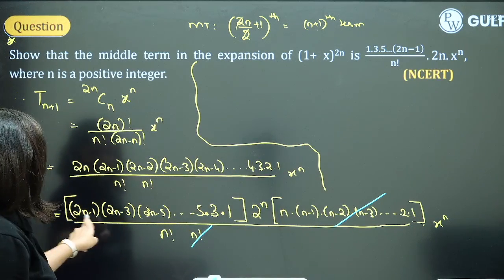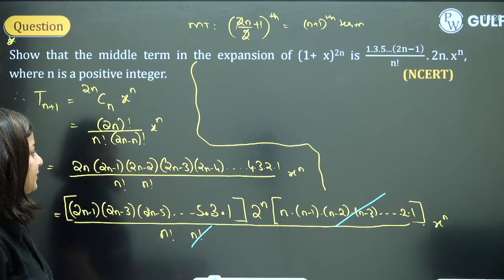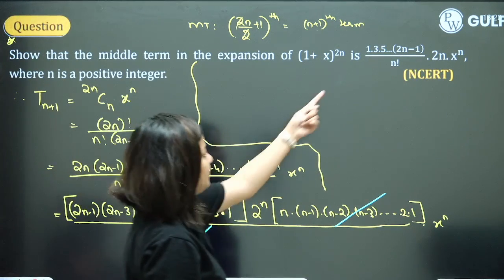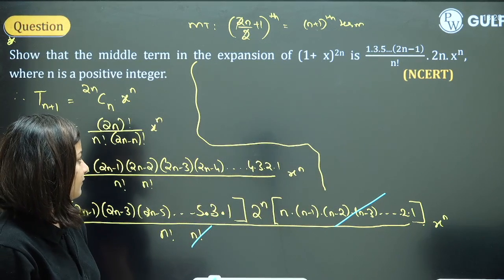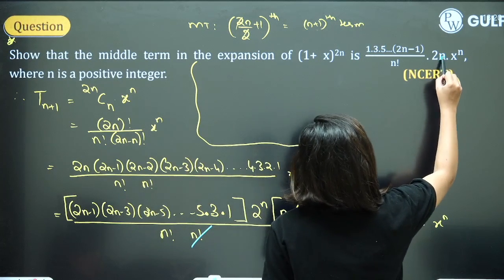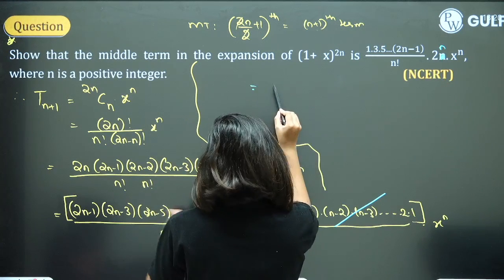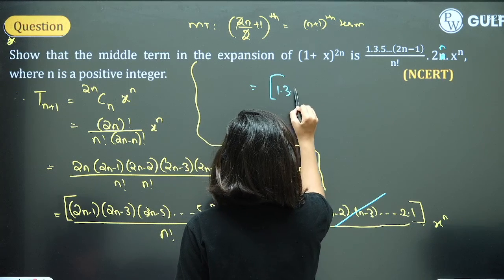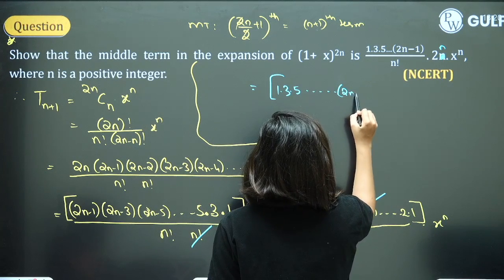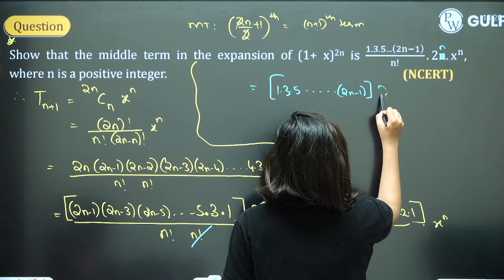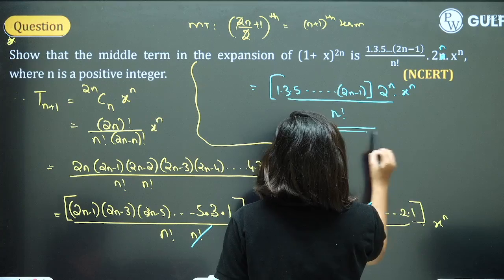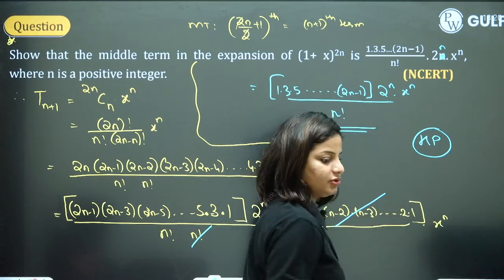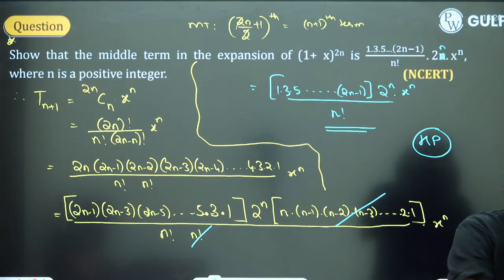And what about this? The first bracket. Nothing, it is the same thing. 1, 3, 5, dot dot. This should be 2 raised to n, by the way. And you just write this first term in a reverse manner, 1, 3, 5, dot dot, 2n minus 1, and then in the second you have 2 raised to n, x raised to n, the denominator n factorial. Proved. Check, pause, understand.